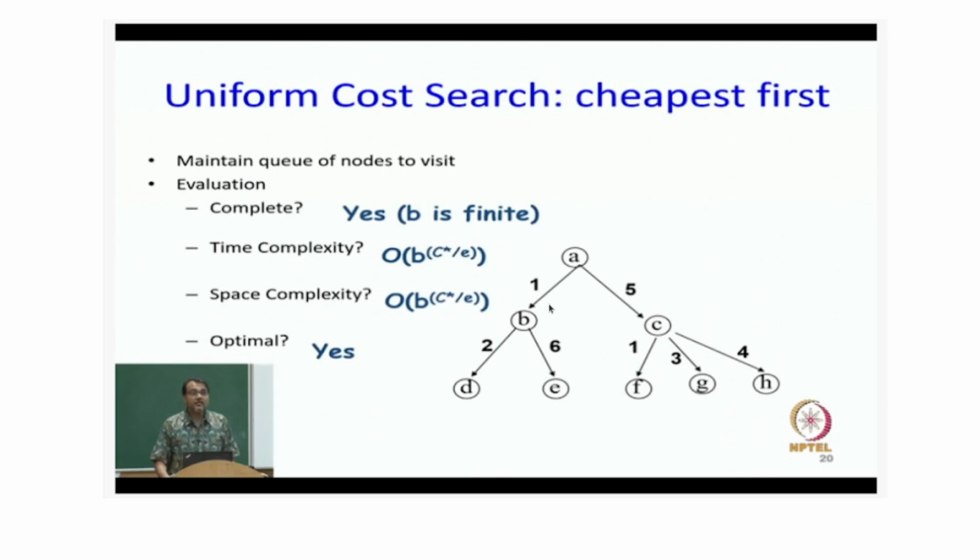Now, what is the complexity? C* is the optimal cost. Space complexity is b to the power of C*/ε, which indicates the optimality. Is it optimal? Yes, it is, because that was the definition of optimality, right?